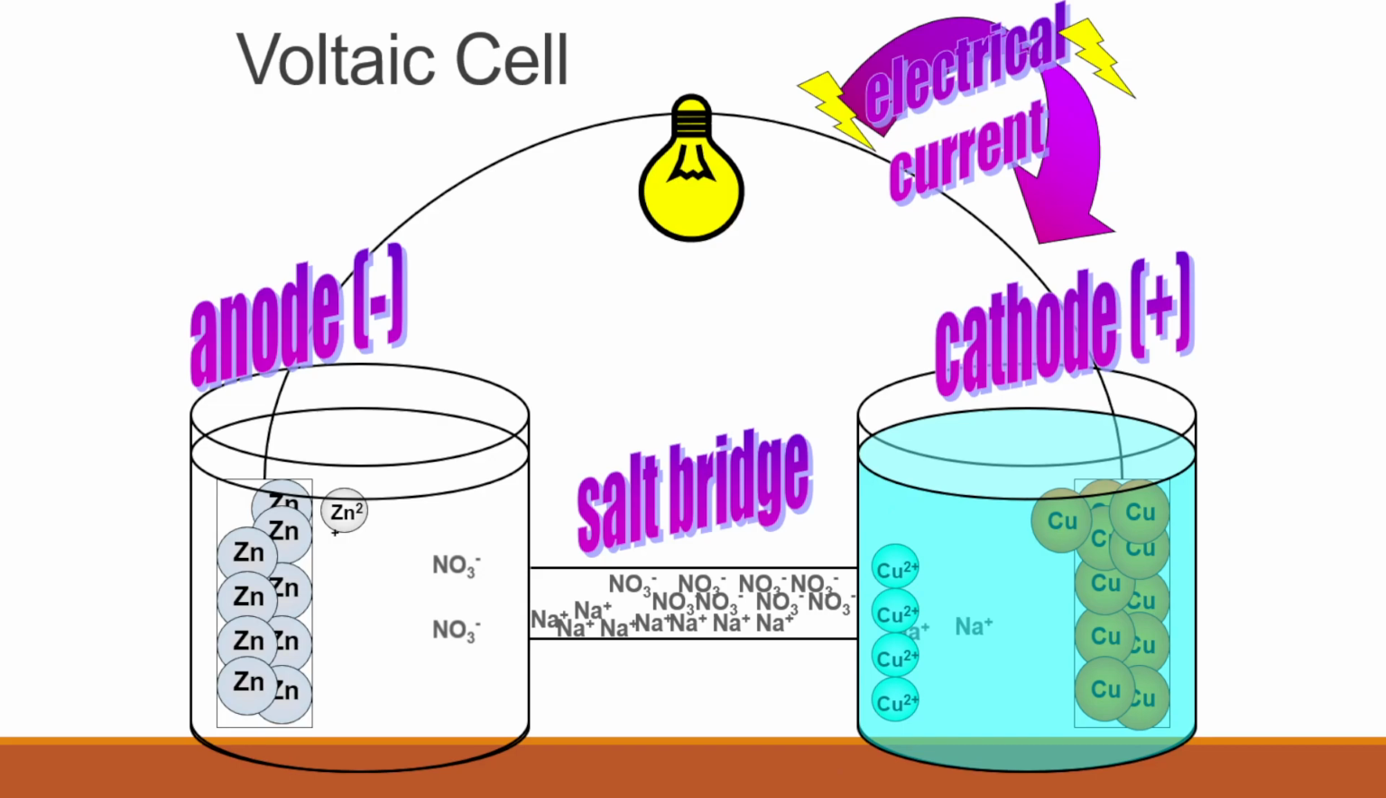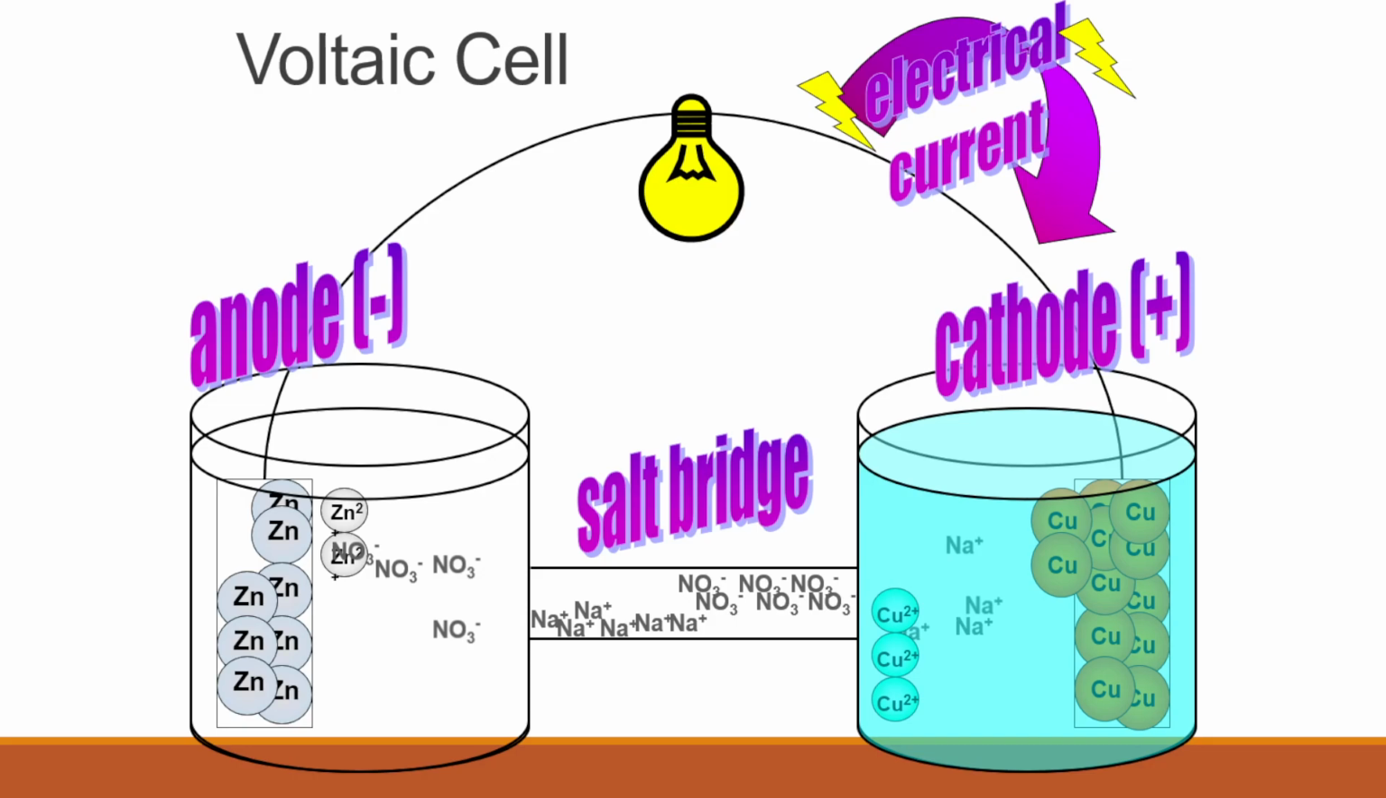And then it's going to happen again. Zinc gets oxidized. Electrons move to the other side. Negatives move to balance out the electrons from the other on the anode side. The copper ion gets reduced, positives move in from the salt bridge to cancel out the positive charge that we just lost.